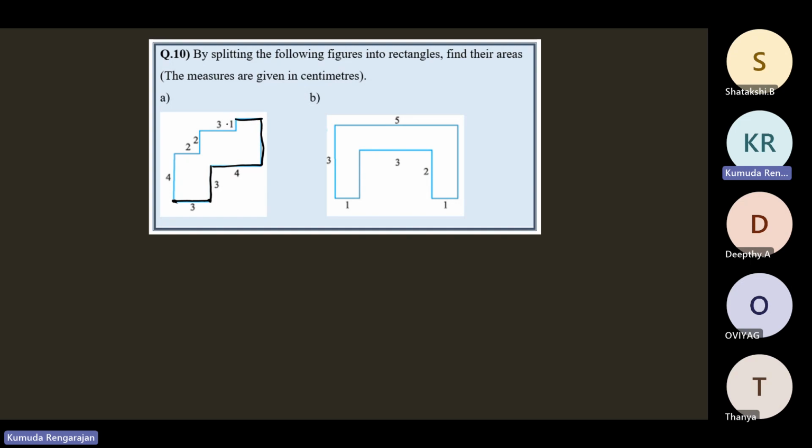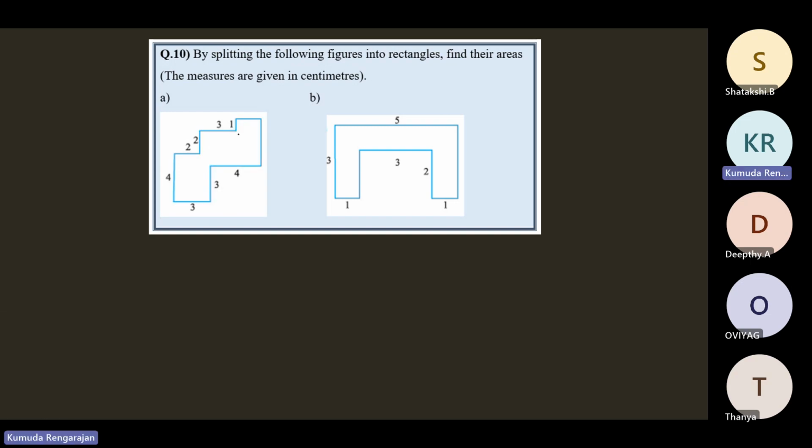See, it's not 31. This one is 1 centimeter. And the length of this line segment is 3 centimeters. This one is 2. The length of this line segment is 2. This one is also 2. This one is 4. See here, this is shorter. This is 3. This is longer. This is 4. So this is what is given to us.